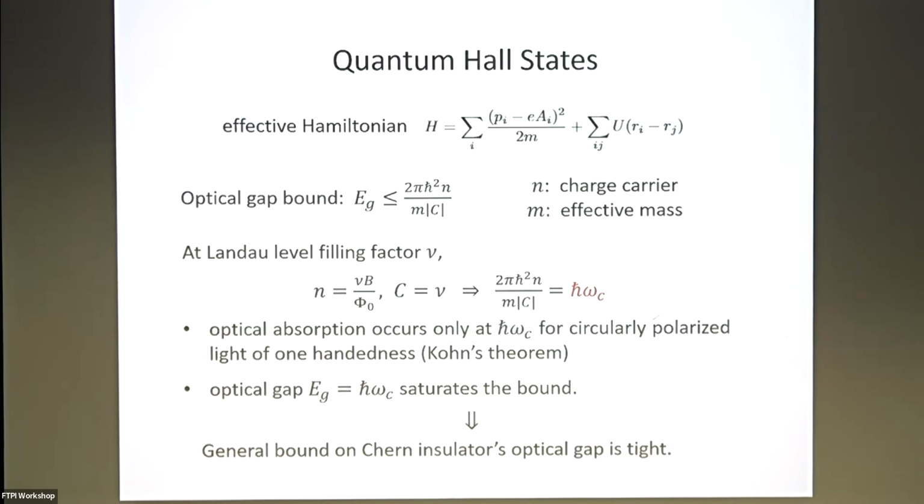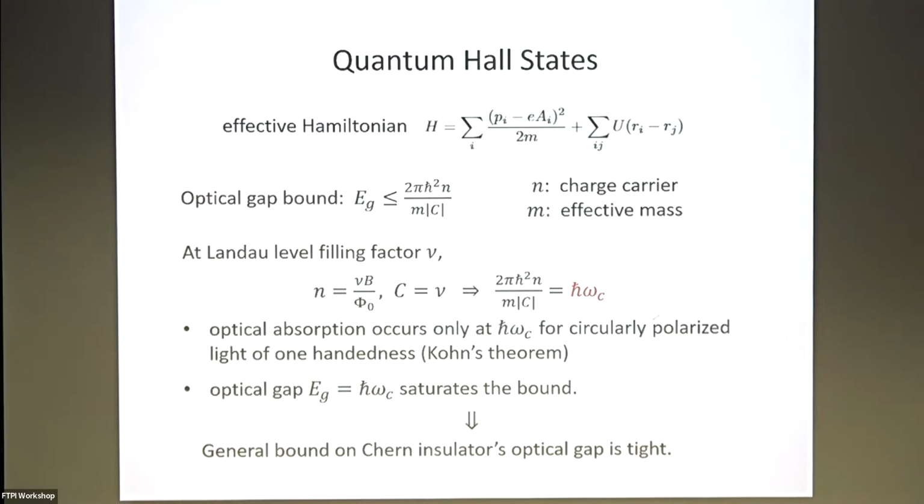Okay. Now we can see how this bound works for quantum Hall states in magnetic field. In this case, the electron density is the filling factor times the Landau level degeneracy, and the quantized sigma xy is equal to the filling factor, and therefore this bound just reduces to h bar omega c, which is the cyclotron frequency. We all know that in the quantum Hall states, the optical gap is just h bar omega c, and the optical absorption occurs only at a single frequency, and it only works for circularly polarized light of one chirality, by Kohn's theorem.